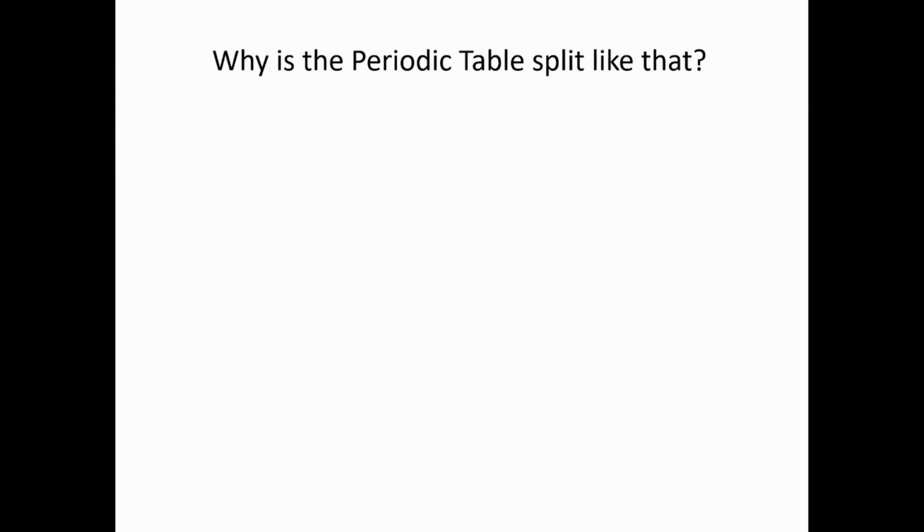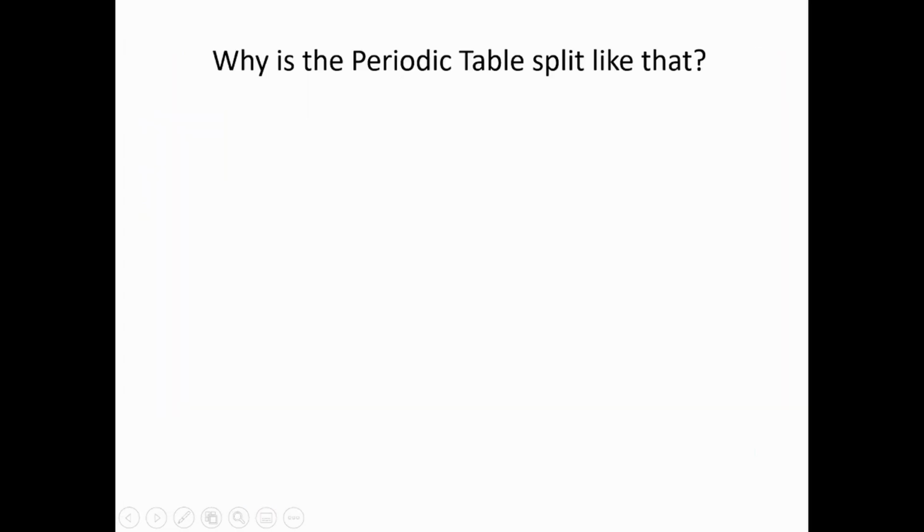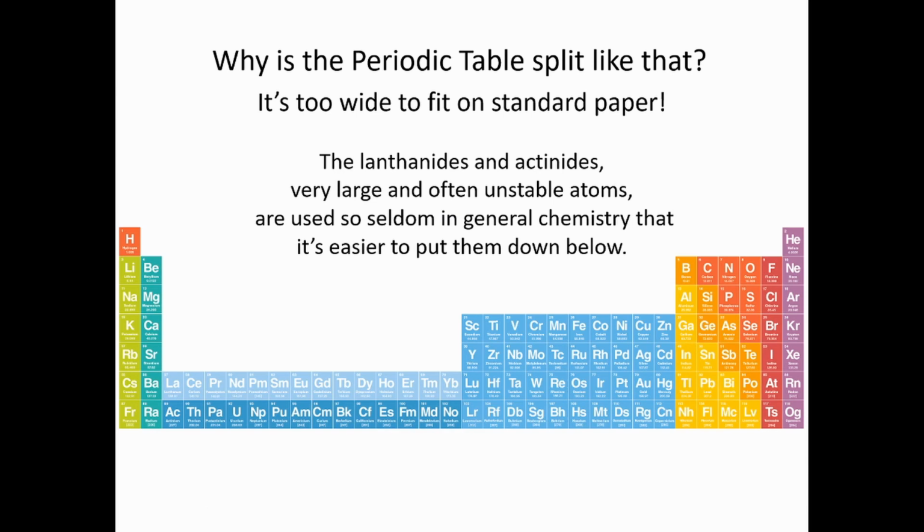But you're probably wondering, why is the table split like that? I mean, look at this. Why not put them in nice, neat rows all the way across? And why the heck do we have these 2 rows removed from this area here and placed down below? That doesn't seem to make sense. Because if we put it all out, we'd have to put those rows in, we would have to split it like this, and it wouldn't really fit. So the lanthanides and the actinides are often really big. They're usually very unstable, and we don't really use them for much in general chemistry, so we just cut them out and put them down below and say, hey, if you want to see these guys, look here.